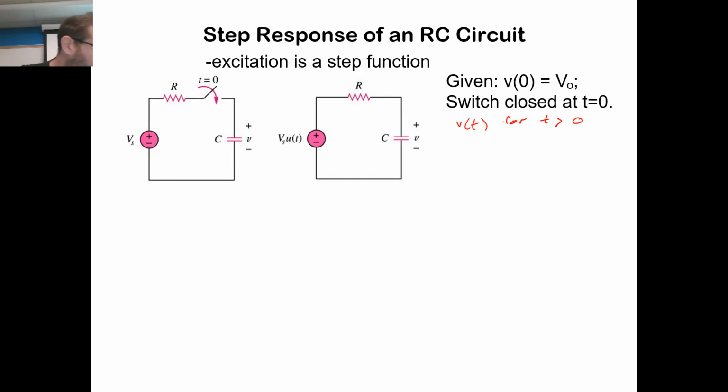And so for t greater than 0, by KVL, you can just add the voltages around the circuit, right? So you have a plus Vs, a minus I times R, and then a minus V, where V is the voltage across the capacitor, all equal to 0, and that's the voltage we want to derive this formula for.